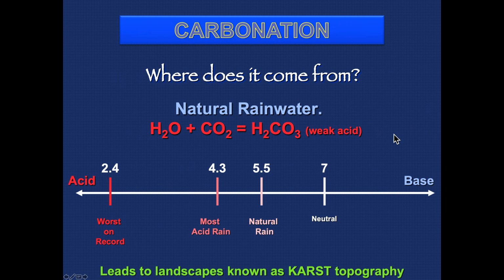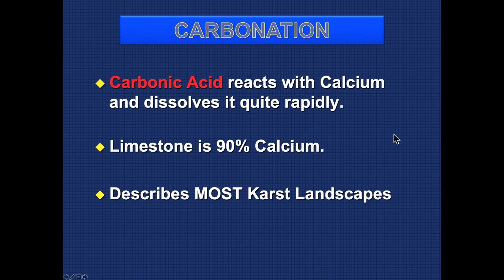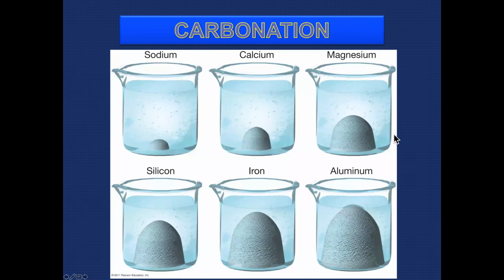For example, Florida, Kentucky, Texas, parts of Missouri, part of Oklahoma, Arkansas, New Mexico, you find this type of landscape in the United States. Carbonic acid reacts with calcium and dissolves it quickly. Limestone, for example, is 90% calcium. These are different materials that are easily dissolved in water.